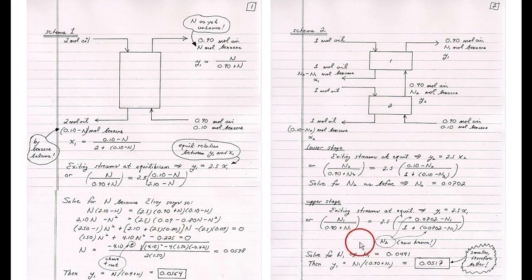So comparing these two cases, when I use the 2 moles in one stage, I got the mole fraction of benzene down to 0.0564. When I split it into 2 stages, 1 mole of absorption oil each, I did better. The gas coming out of the upper stage is cleaner. The mole fraction is down to 0.0517. So 2 stages are better than 1.